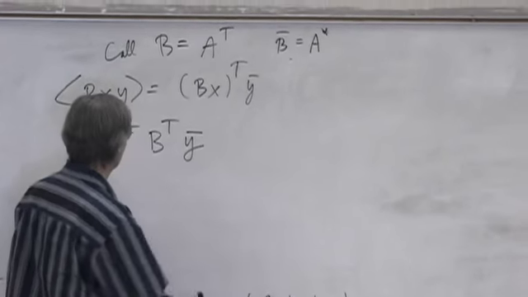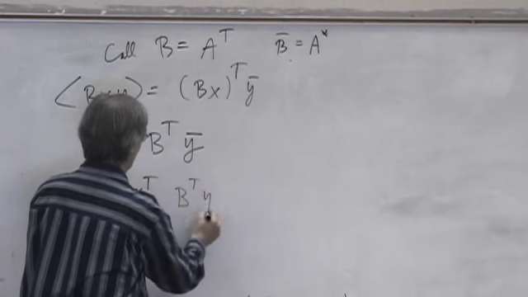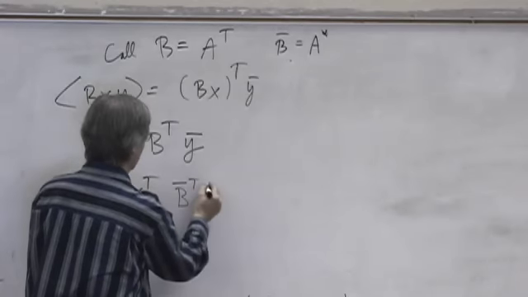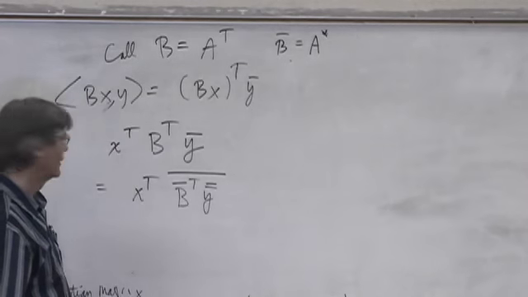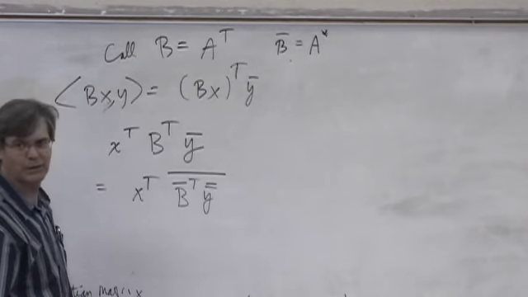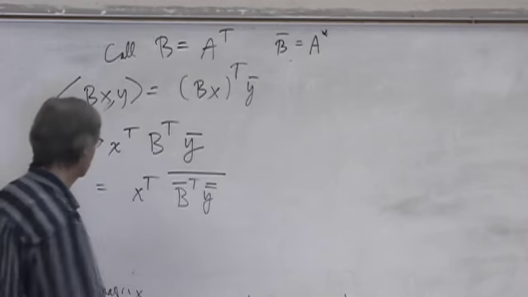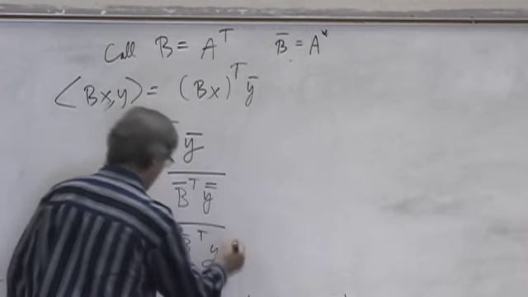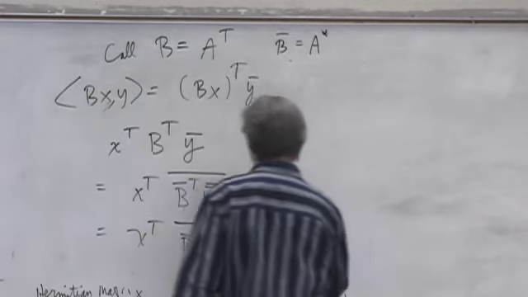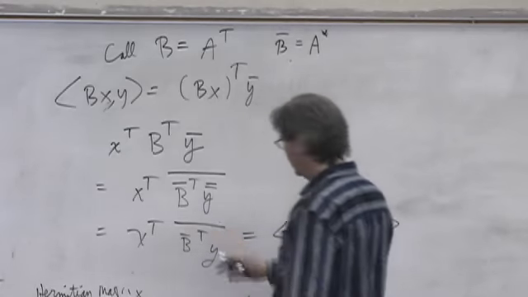By putting X transpose B transpose Y bar, well, put a bar on here and put another bar on here and then put the bar on there. The order of the product is not changed by the conjugate. The double conjugate is itself back again, so I get X transpose B bar transpose Y conjugate. So that's simply the inner product X, B star Y, because the conjugate defines the inner product.